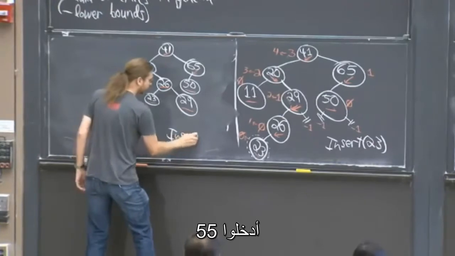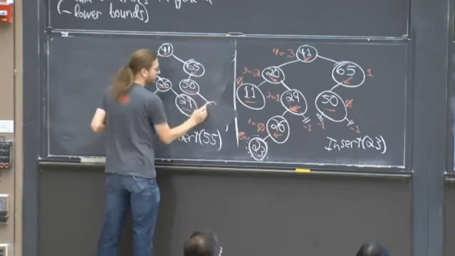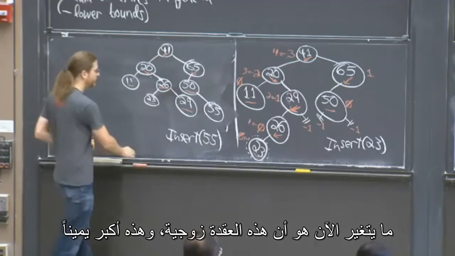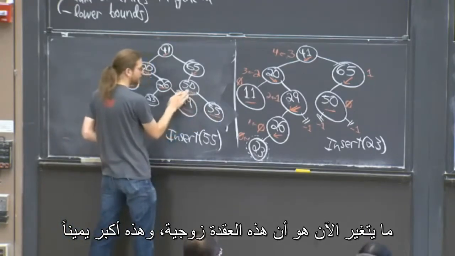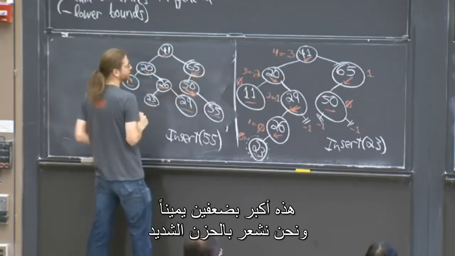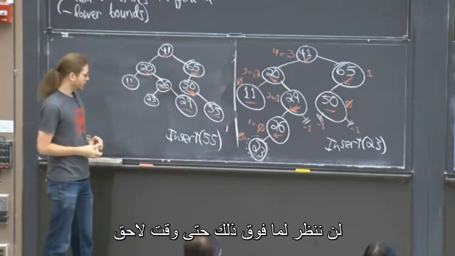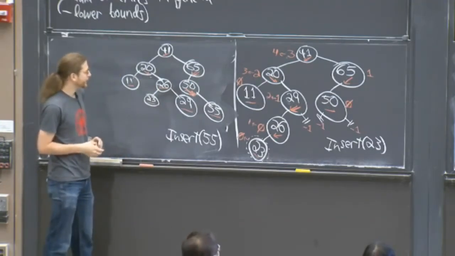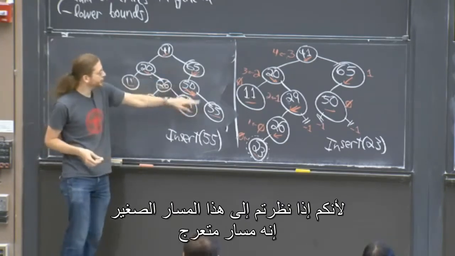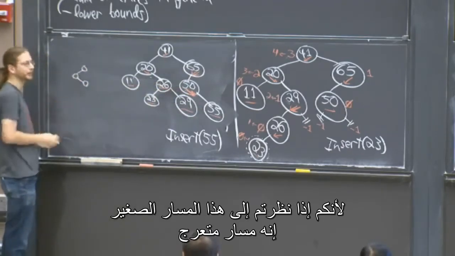Insert 55. So we want to insert 55 here. And what changes is now this is even, this is right heavy, this is doubly left heavy, we're super sad, and then others, we don't look above that until later. This is more annoying because you look at this thing, this little path, it's a zigzag path, if you will.